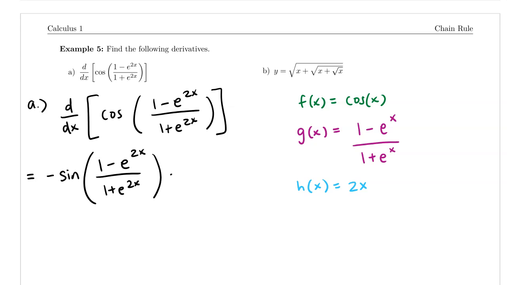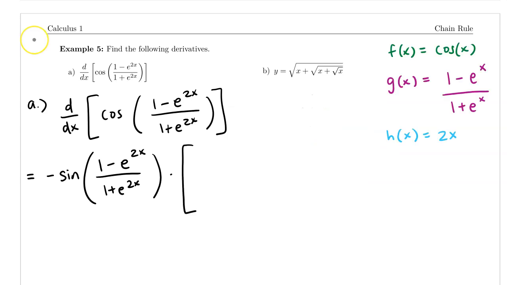Next, I want to multiply by the derivative of the next inner function, which is that quotient, so I'm going to need to use the quotient rule. So using the quotient rule, we have the bottom function times the derivative of the top function. The derivative of 1 is going to be 0, that's a constant. And then I have negative e to the power of 2x. And here I need to use the chain rule. And so the derivative of the function that's in the exponent would be 2. So I'm going to multiply this by 2.